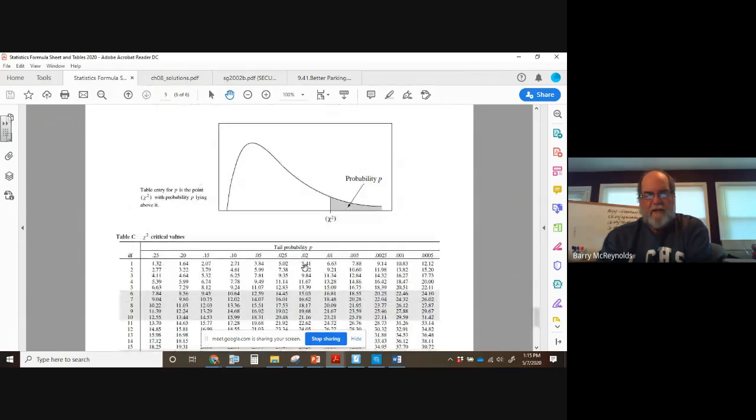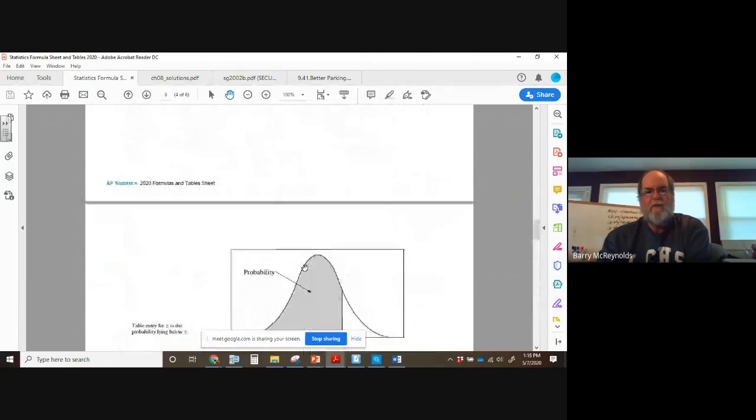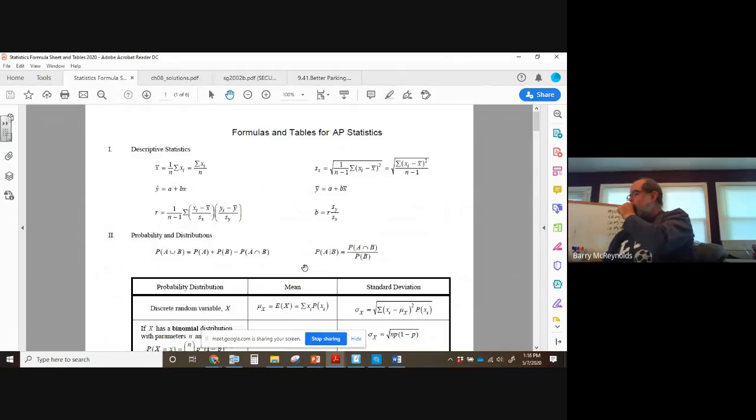And then table C is chi-squared. I don't foresee you needing that one. So there's the formula sheet. And I think it's pretty straightforward. There's nothing on there except for this yet that we haven't at all seen, and we'll cover that early next week, and then you'll be ready to go.